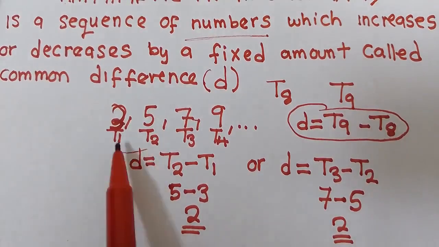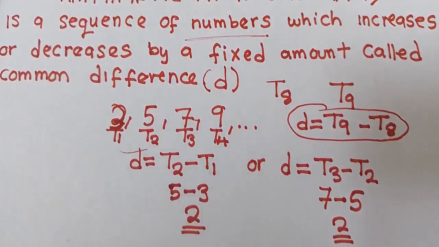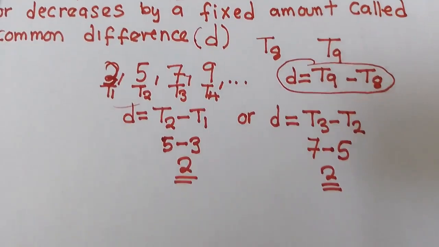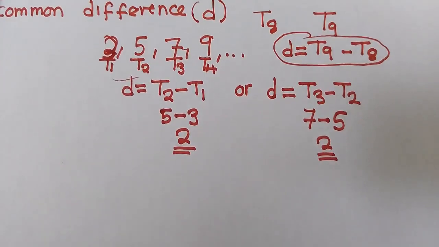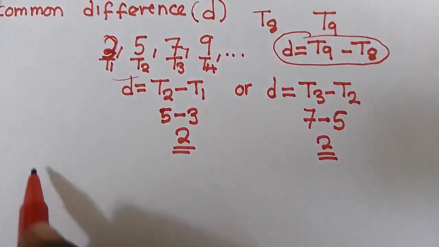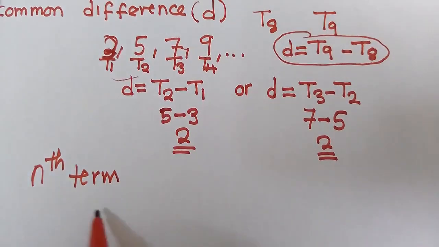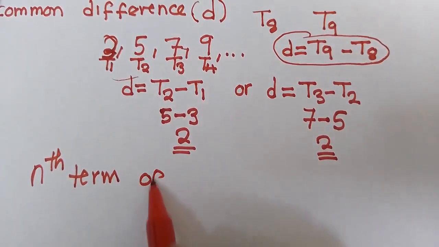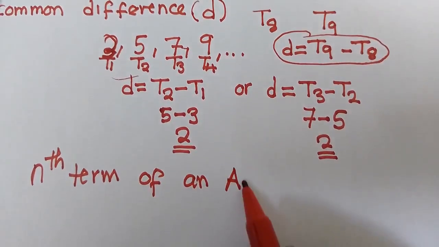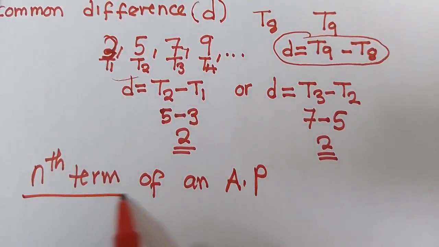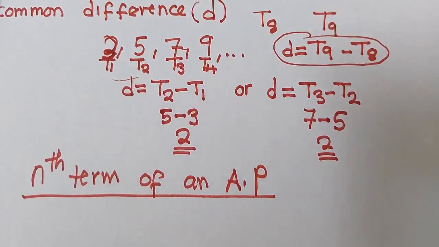So if you are given a series, this is what you need to do if you want to find the common difference. These are procedures and steps that you need to follow. Away from this now, there is a formula we use whenever we want to find the nth term. You need to know the formula for the nth term of an AP.